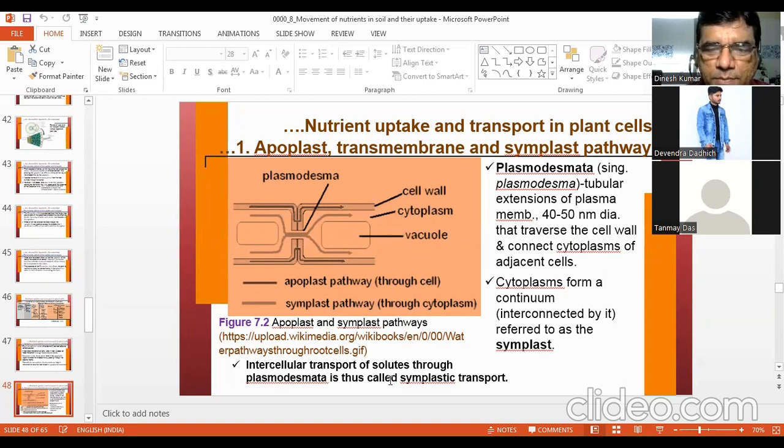Intercellular transport of solutes through plasmodesmata is thus called symplastic movement, or transport from one cell to another cell through plasmodesmata. Plasmodesmata are tubular extensions of the plasma membrane. Their size is 40 to 50 nanometer diameter. They traverse the cell wall and connect the cytoplasm of adjacent cells. So it is connecting two cells. The cytoplasm forms a continuum interconnected by it, which is referred to as symplast. Hope it is clear to you.